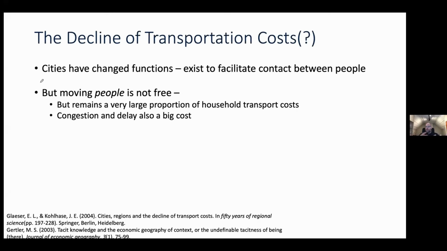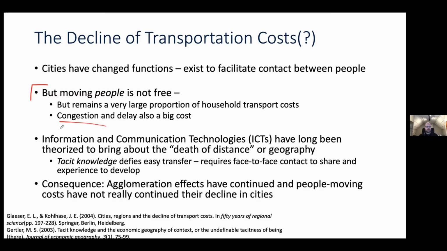So there's still poles of centralization, and while moving goods has declined in terms of cost, moving people is certainly not free. It remains a very large proportion of people's household transportation costs involved with owning a car, travel time, other types of costs, congestion and delay, significant costs as well. So we're still dealing with high transportation costs for moving people.